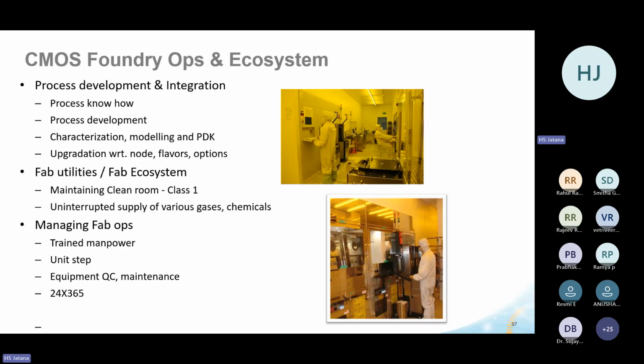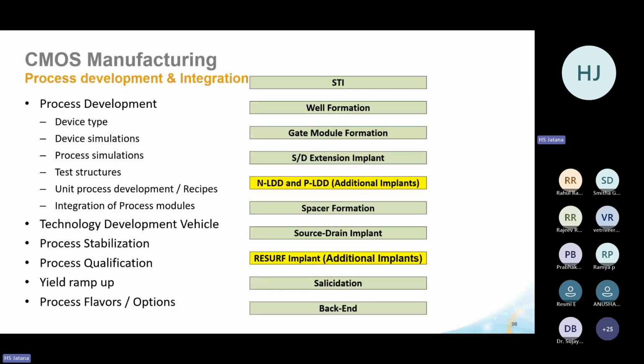And a class 1 clean room has to be maintained in the case of a fab. There are various gases and chemicals. I will give you some information on that.